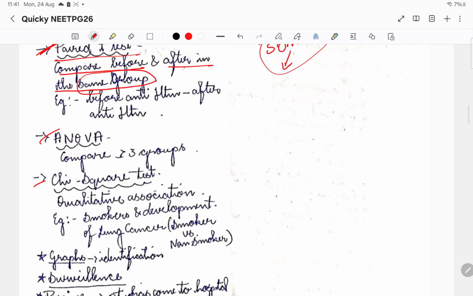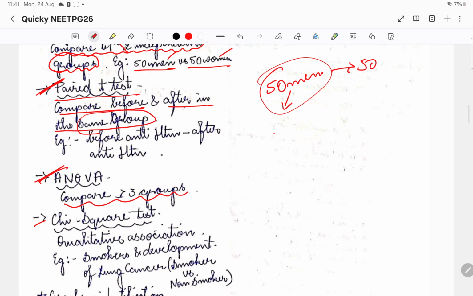Then coming to ANOVA, it is where we compare 3 groups. Unpaired was 2 groups, paired was one group, and ANOVA is 3 different groups that they will be giving.